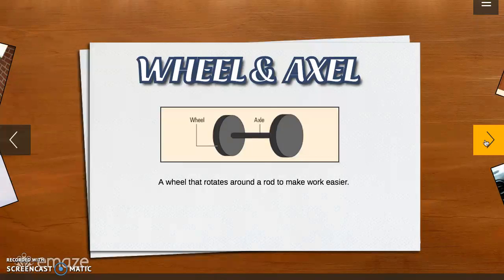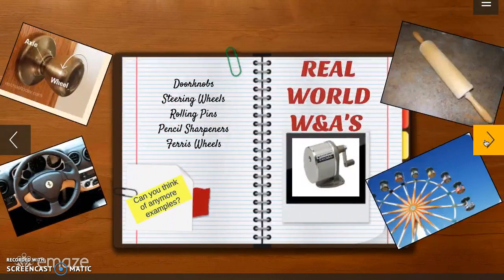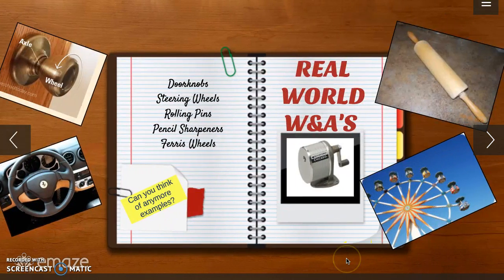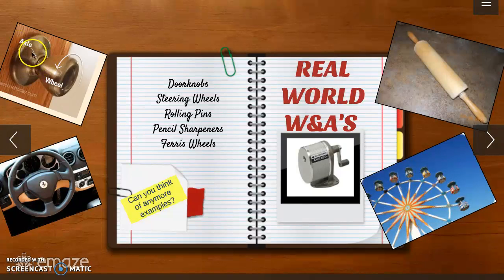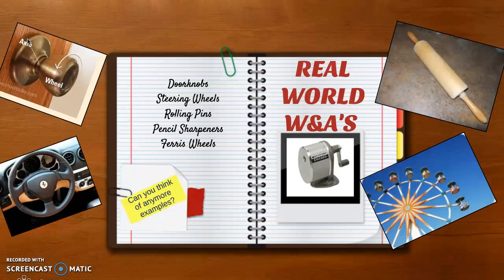Next, we have a wheel and axle. A wheel and an axle is just a wheel that rotates around a rod to make work easier. There are some counterintuitive examples of wheels and axles that you have probably never considered as a simple machine. A door handle is a wheel and axle. Notice that the wheel is the knob that you actually turn, and it's connected to a rod in the middle. And then on the other side, there's probably a door handle too, which is what causes it to turn.